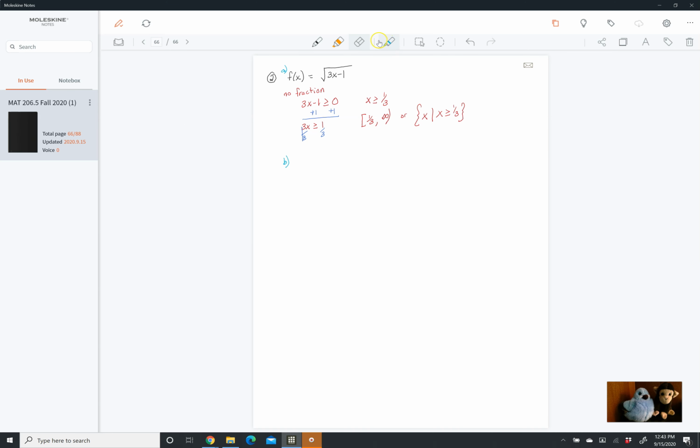So we'll do another one just like this. In this one, let's say f of x is equal to the square root of negative 4x plus 8. Okay, negative 4x plus 8. Well, what does this mean? Negative 4x plus 8 has to be greater than or equal to 0, right? Our radicand must be greater than or equal to 0. Once again, we don't have a fraction, so we don't have to worry about that. It's already defined.